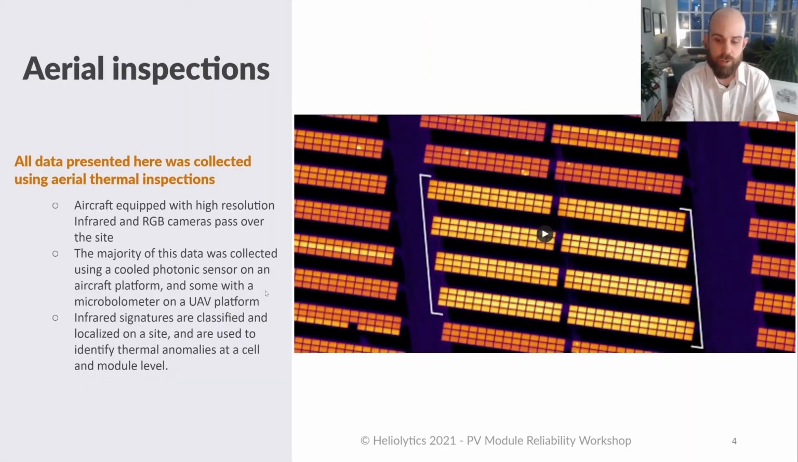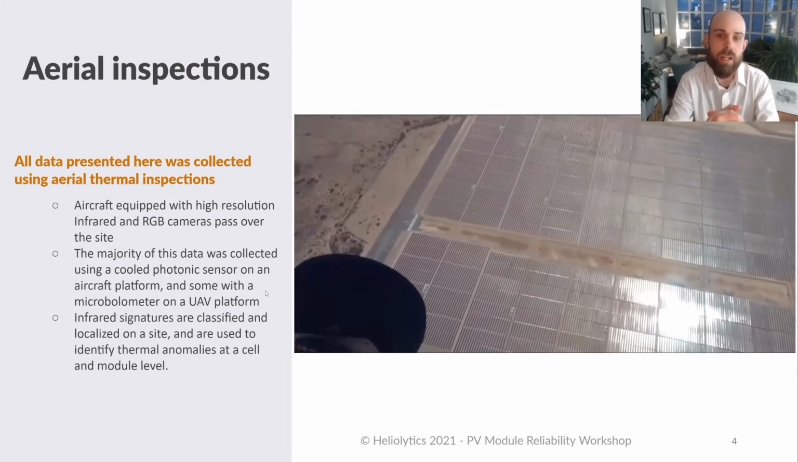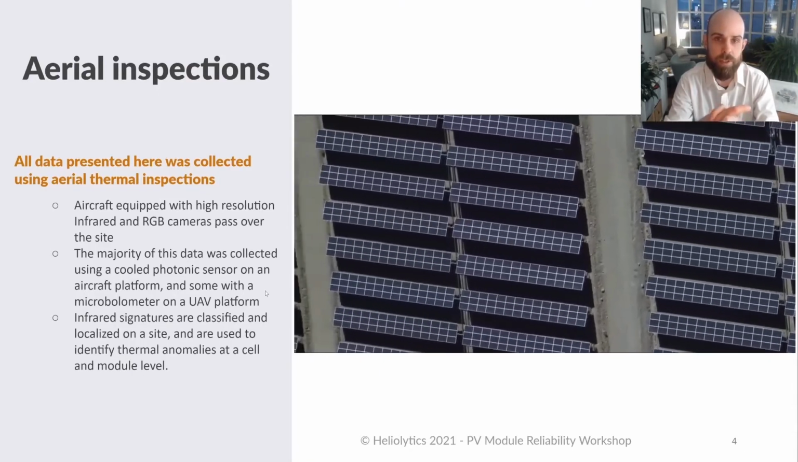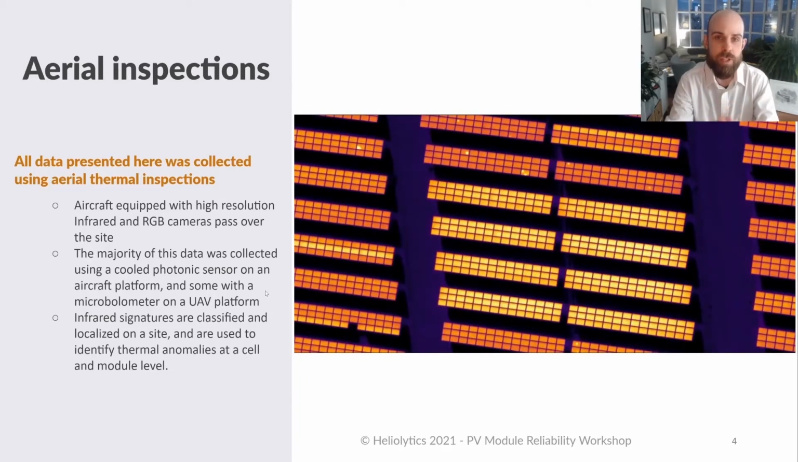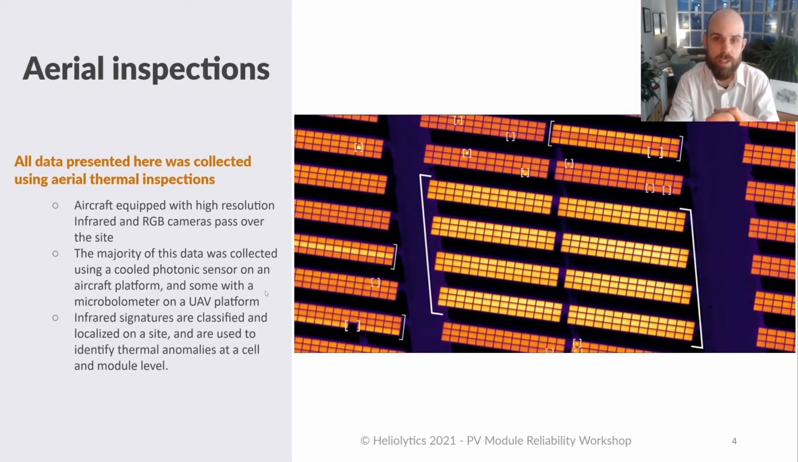As a brief introduction, aerial inspections are performed from an aerial platform. In our case, we primarily utilize an aircraft platform where we collect high-resolution RGB or visual and infrared imagery. That imagery is input into our systems, which identify the location of defects on the site and digitize those into a digital twin model of the project. The camera system that we use on the aircraft platform is a cooled photonic mid-wave sensor. Some of the data we collect is also from a UAV platform, in which case we're using a long-wave microbolometer.